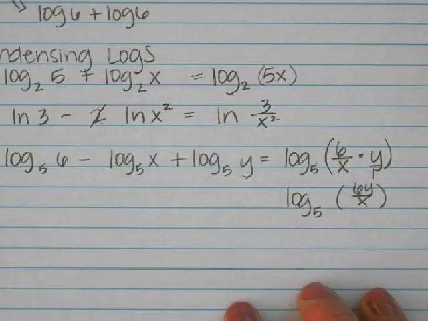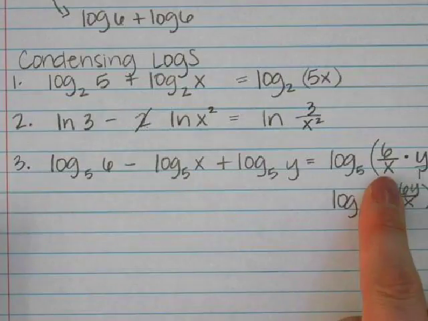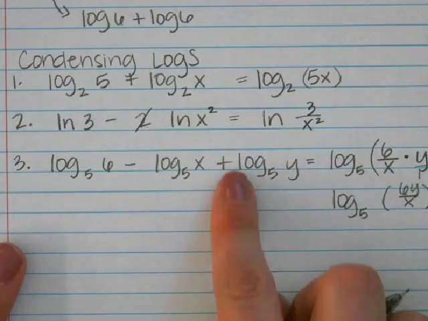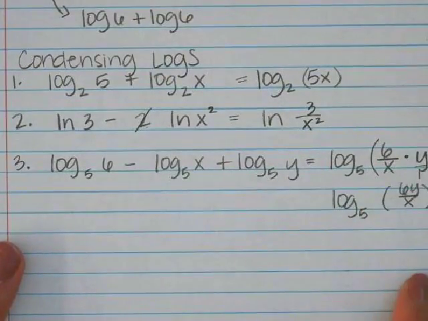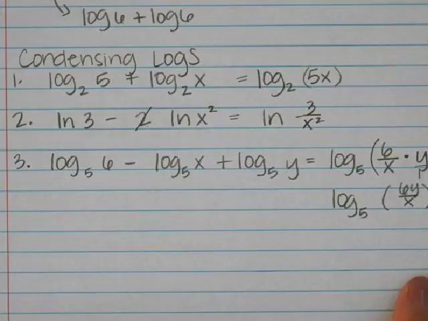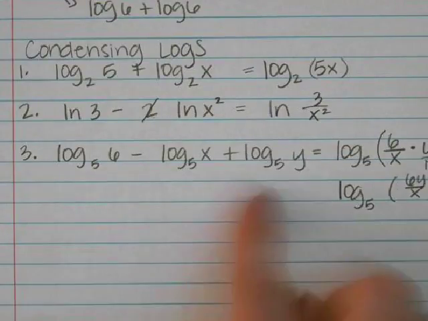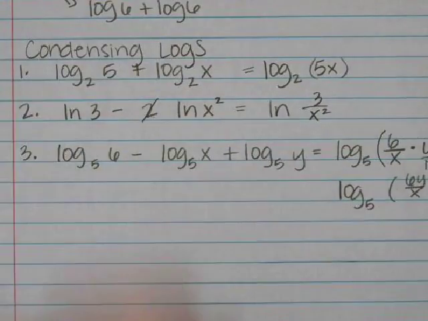So a good way to think of this is when you condense it down, if it's got a minus in front of it, it goes on the bottom of the fraction. If it's got a plus in front of it, it goes on the top of the fraction. That's a good way to remember it, no matter where it shows up in the equation. Minus means bottom, plus means top.